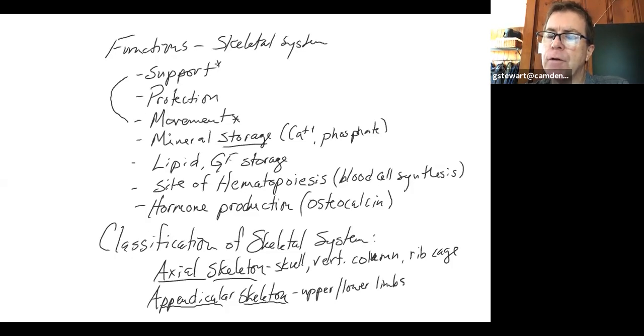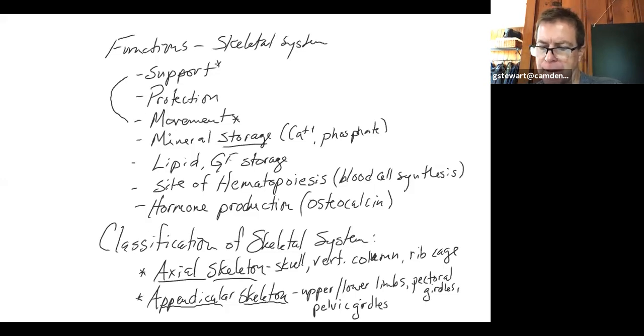And if we were doing a live class, which I wish we were, and we were doing live labs, we would study these two things in different sections. So upper lower limbs, what's called the pectoral girdle, what you and I call the shoulders, and the pelvic girdles, what you and I call the hips. So that encompasses the appendicular skeleton.